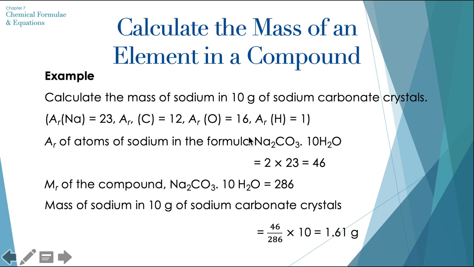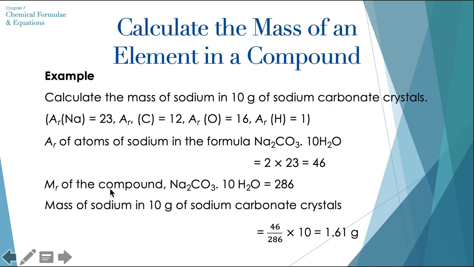Now we're going to find the atomic mass of sodium, of atoms of sodium actually in this formula. So the atomic mass of sodium is 23. We multiply by 2 because 2 is the number of atoms. There are 2 atoms of sodium in this formula, in this compound, right here. So we multiply 2 by 23 and we get 46. So the atomic mass of the atoms of sodium in this formula is 46, right?